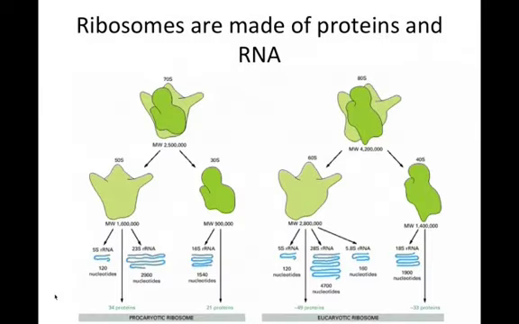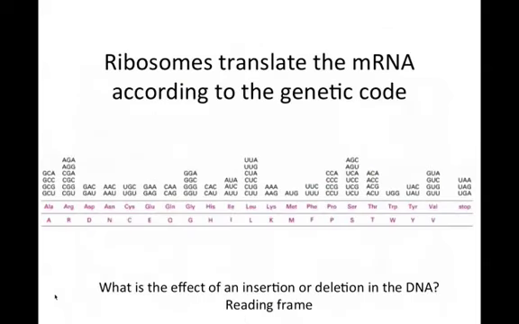And so ribosomes are made of protein and RNA. It's actually mostly made of RNA. Proteins are really just there to hold the RNA together in the right conformation. And then you get translation of your mRNA, and that's based on the genetic code, right? You have your triplet code, your codons that encode which amino acids will be added.